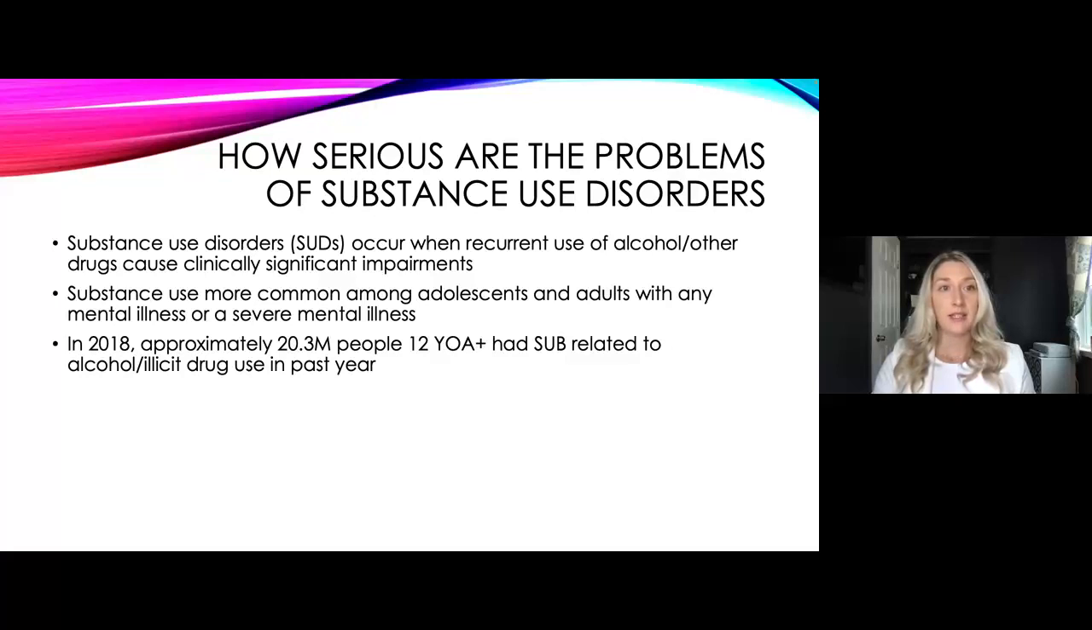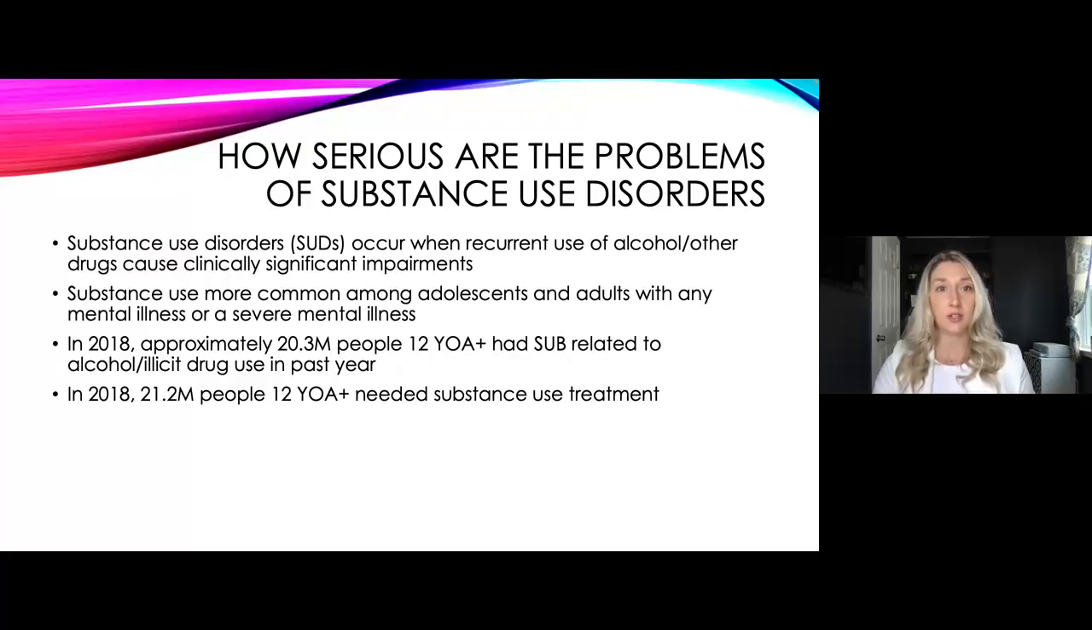And in 2018, there were approximately 20 million people over the age of 12 who had a substance use related disorder, including alcohol or illicit drug use, in the past year. In 2018, similarly, there were 21 million people over the age of 12 who needed substance use treatment, but may not have gotten it. So youth and adults who have past year major depressive episodes are actually more likely to smoke cigarettes, binge drink, and even use illicit drugs. And among the different substance use disorders, the most common is marijuana.